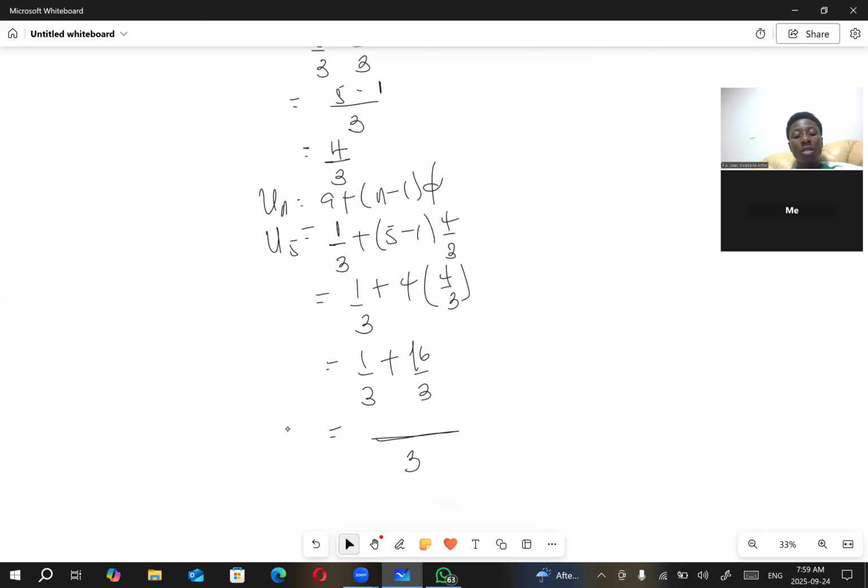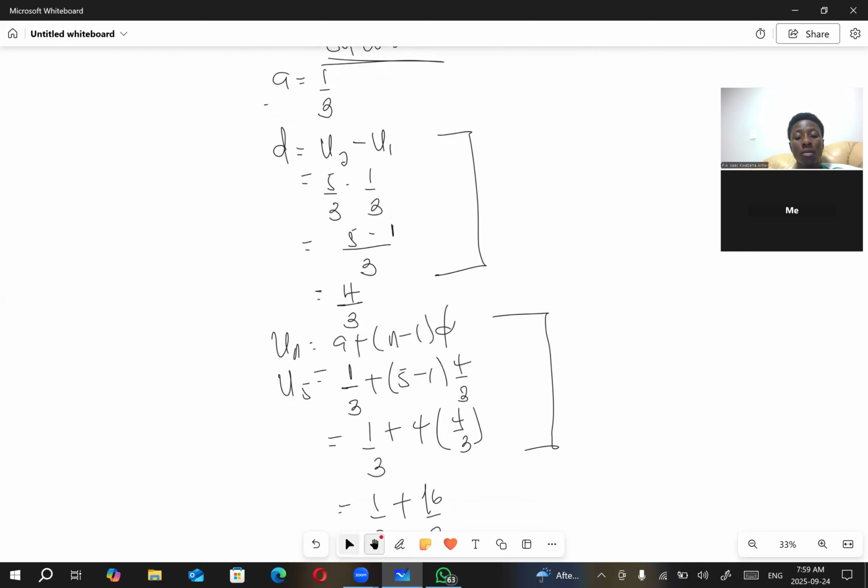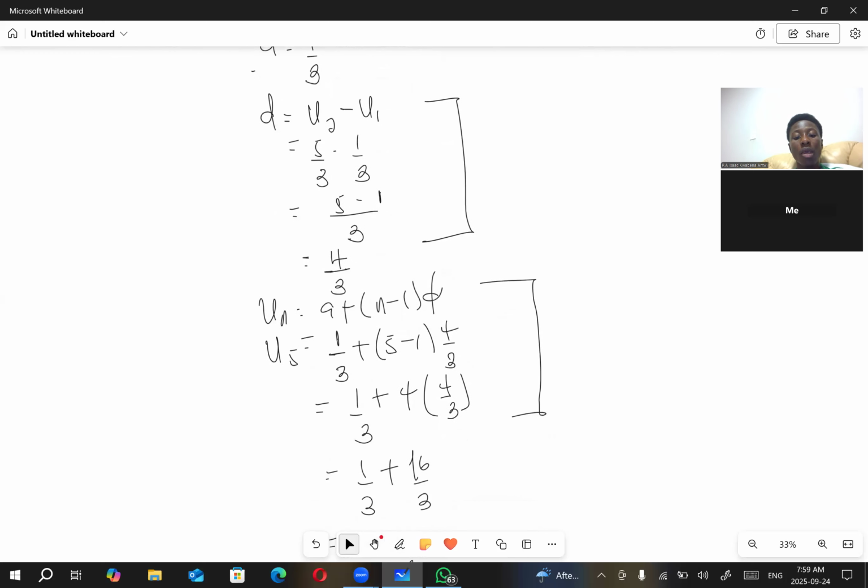So I've done a lot. Which part don't you understand? Specify that. We found a D here. Fractions were involved. We found the nth term. Fractions are being involved. So let me know what part you don't understand. After the common difference. Okay.